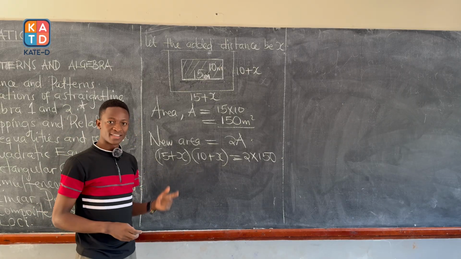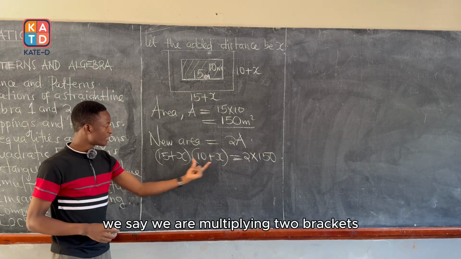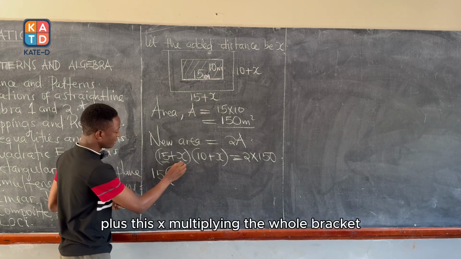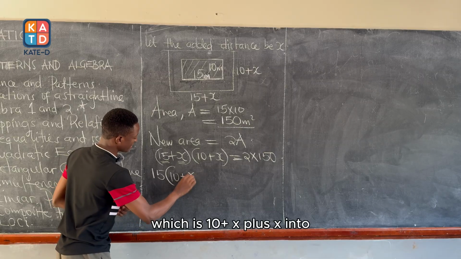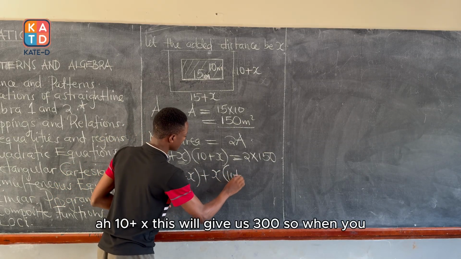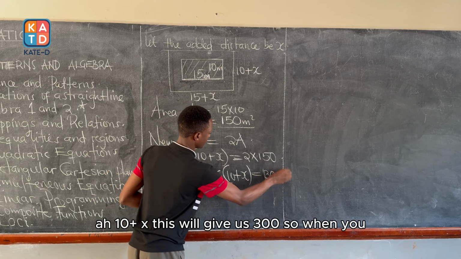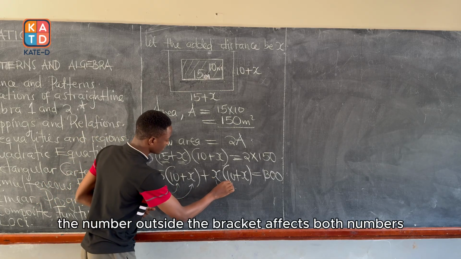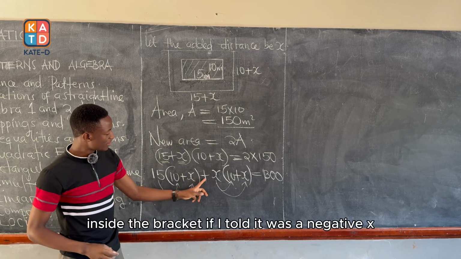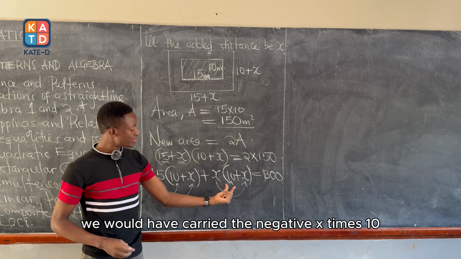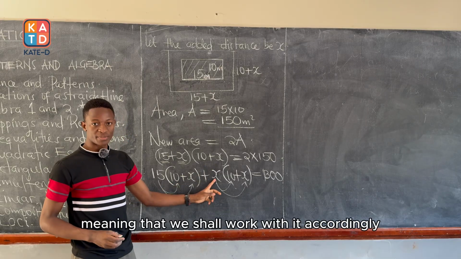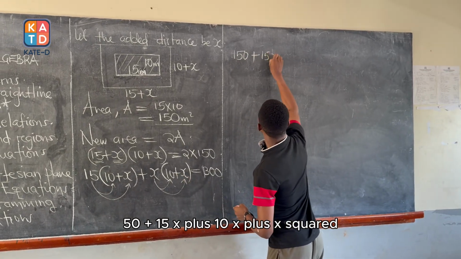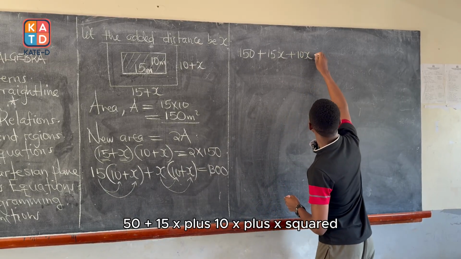Once you look at these two brackets, it takes us to algebra. And in algebra, when we are multiplying two brackets, we need to expand. So we shall have 15 multiplying the whole bracket, plus this x multiplying the whole bracket, which is (10 plus x). This will give us 300. When we are multiplying the number outside the bracket, it affects both numbers inside the bracket. If it was a negative x, we would have carried the negative x times 10, but this time around it is a positive, so we shall work with it accordingly. So it means that we have 150 plus 15x plus 10x plus x squared.